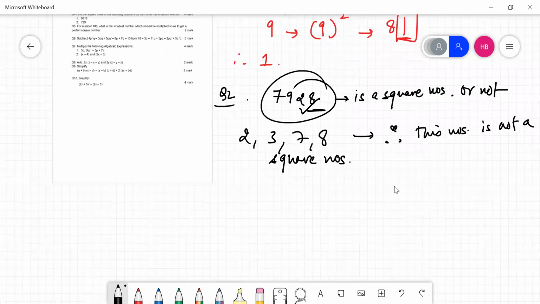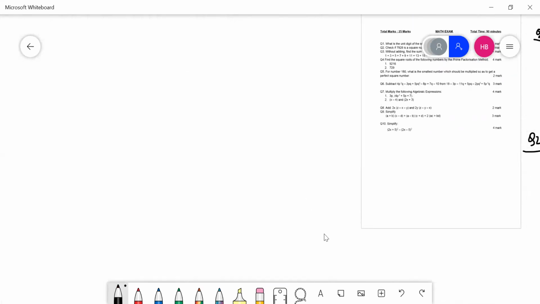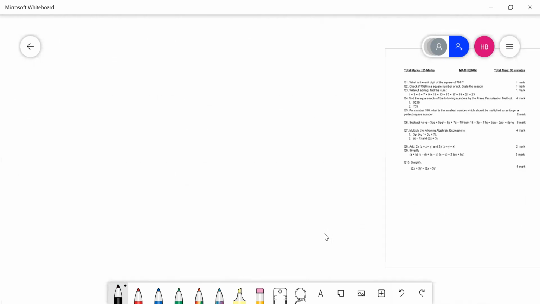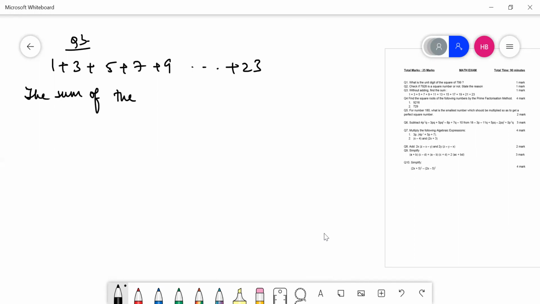Let's move to question number 3. Without adding, I have to find the sum of 1 plus 3 plus 5 plus 7 plus 9 up till plus 23, right? Here you have to directly use the property. What is the property? The sum of the first n odd numbers is n square, right?